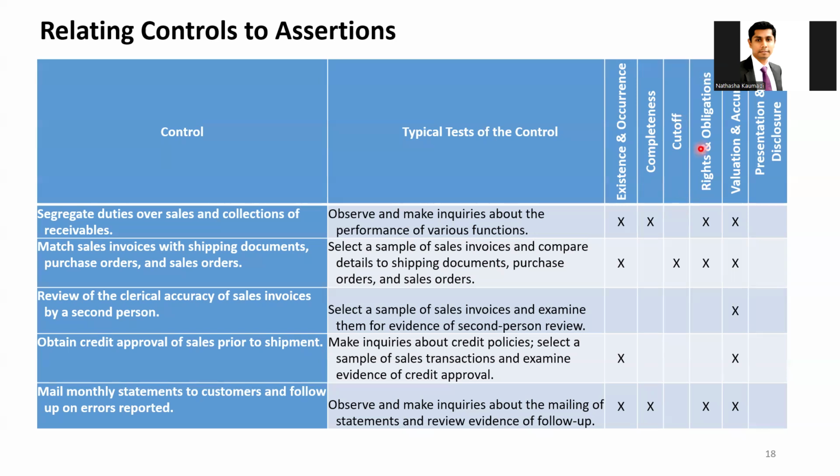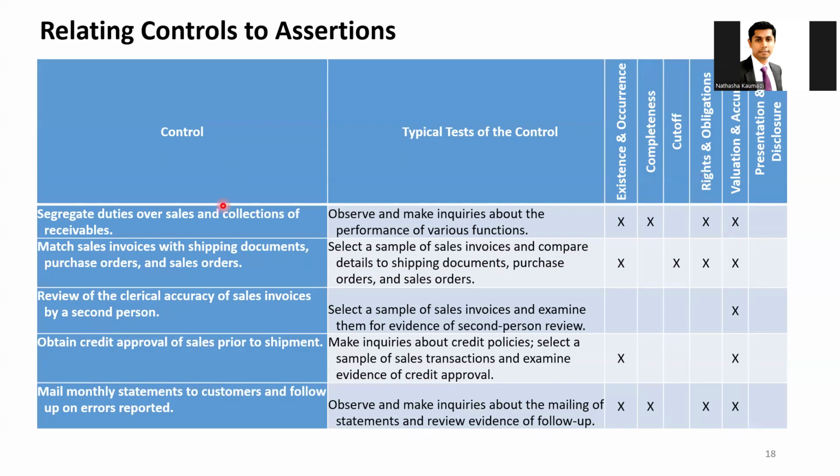Rights and obligations we can cover, whether the sales are genuinely recorded or not, because two parties are there. We expect them to work independently. We expect them not to be involved in collusion. So I told you the opposite side of segregation of duties is collusion. That means employees get together and do intentional misstatements. So rights and obligations is also covered.